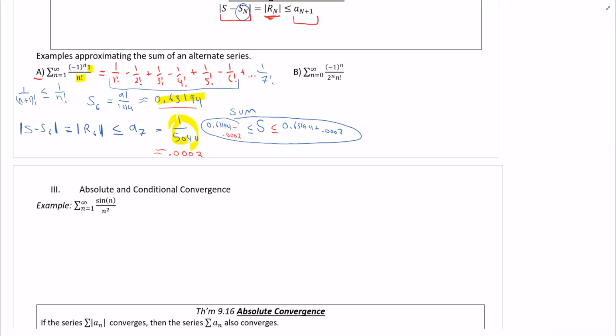All right, let's try another one. Okay, so here's the next one. Again, let's go ahead and just list the first few terms here.